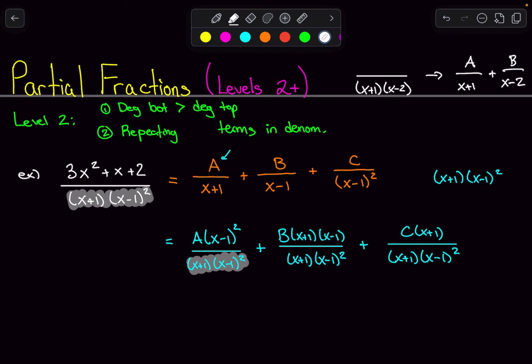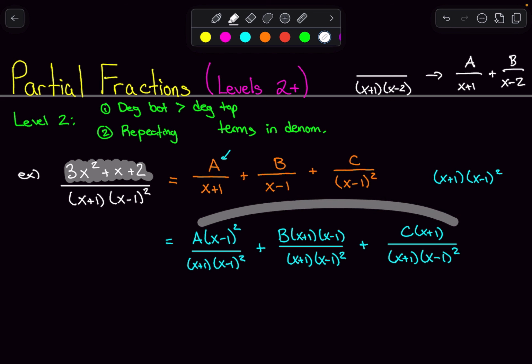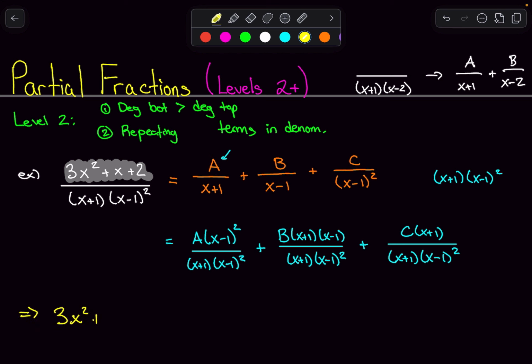And so, if all of our denominators match, then it must be true that the numerator needs to equal on the other side as well, right? This is all one giant fraction now, and we need the numerators to be equivalent. So this implies that 3x squared plus x plus 2 is equal to a times x minus 1 squared plus b times x plus 1 times x minus 1 plus c times x plus 1.